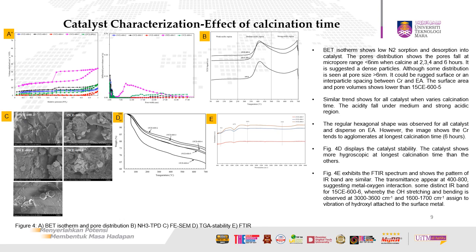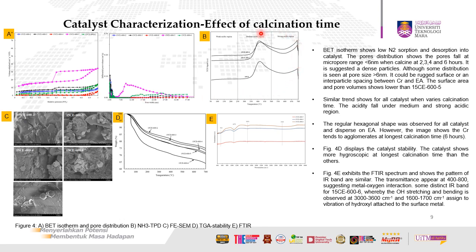So now let's look into the effect of calcination time. Figure 4a shows the BET isotherm, whereby low nitrogen adsorption and desorption into the catalyst is observed. The pore distribution shows that most of the pores fall in the micropore range, which is less than 6 nanometer, when calcined at different calcination times. It also suggests a dense particle. Although some distribution is seen at pore size more than 6 nanometer, it could be rough surface or an interparticle spacing between chromium and EA. The surface area and pore volume are lower than the 15CE605 catalyst.